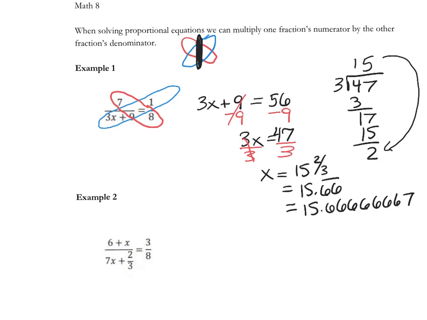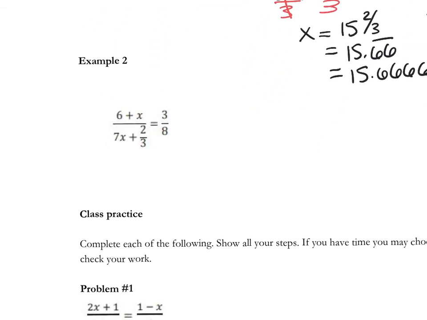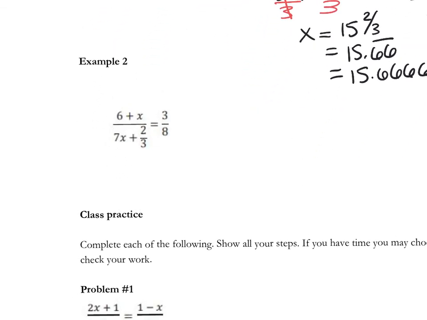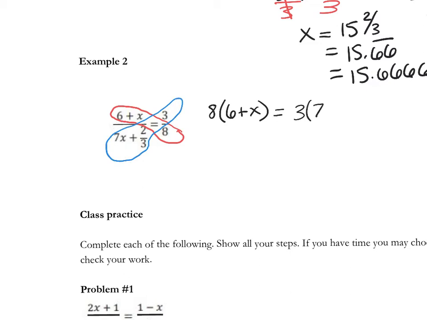The second example is a little more complex, but it's the same thing. You still grab the butterfly wings. So I'm going to do the first one first, this way, and be cautious here. This is really 8 times 6 plus x, so it's a distributive property. And then I'll grab the other wing. This is 3 times 7x plus 2/3. So now your first step is to share. So I'm going to remember to share.